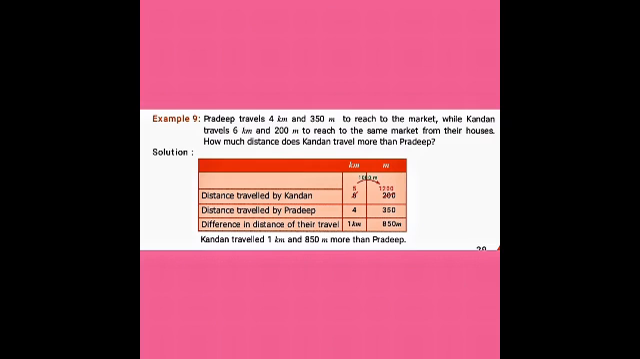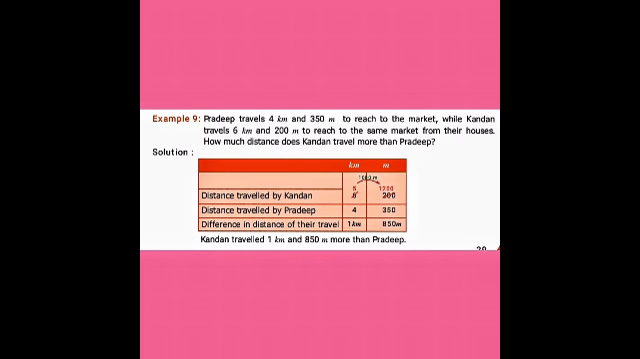The given question is, we have two different persons traveling to the same place, but from different houses in different areas. So a traveling distance will be there. We want to find who traveled more, which we can understand is Kandan. So how much more he traveled, that we want to find. We'll see the solution part.